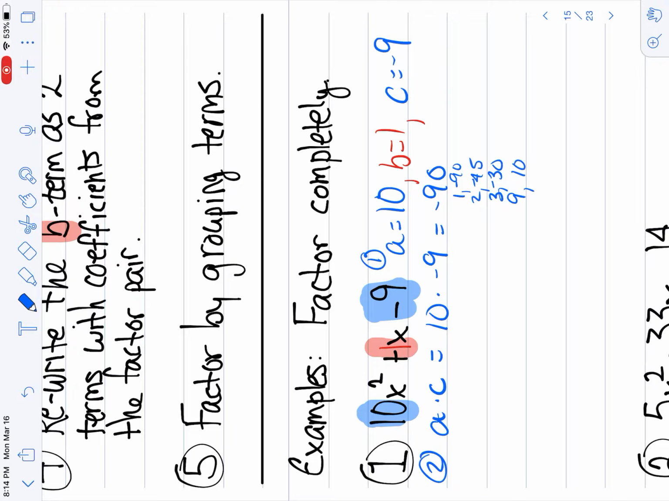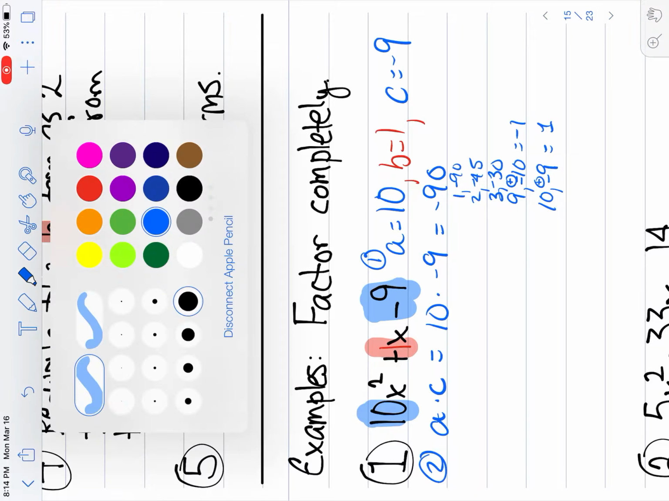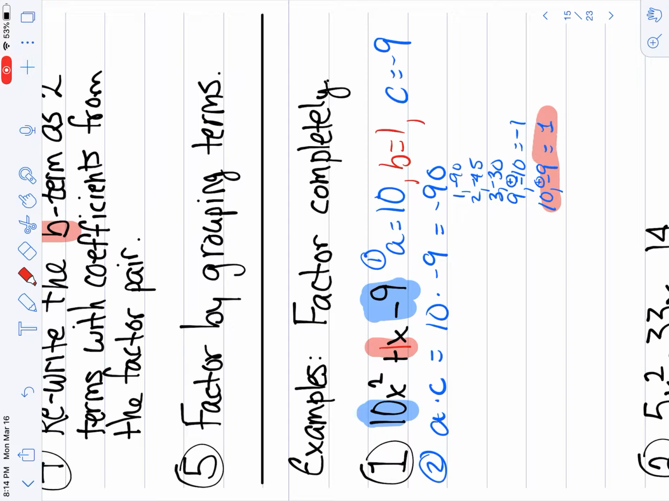Eventually, you get to the factor pair 9 and negative 10. And if you add those together, you get negative 1. So you know that's not the right factor pair because it has to equal positive 1. So all you have to do then is reverse the signs, and that is going to be the factor pair. Okay, so this is the factor pair that we need right here for our problem.